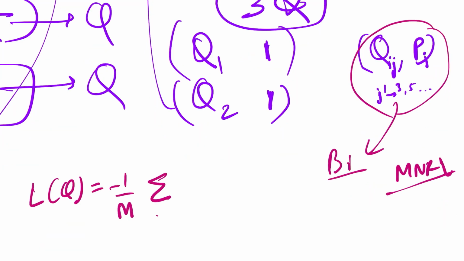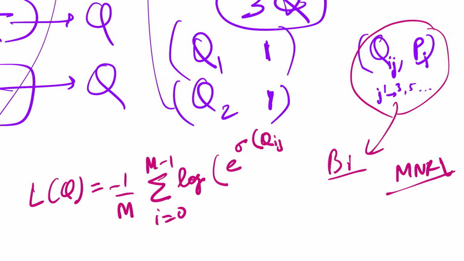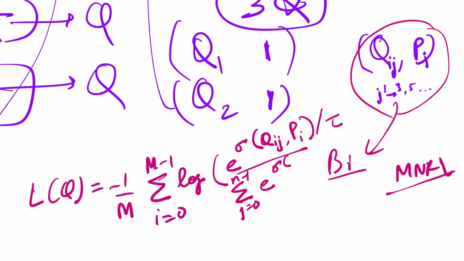-1/m, where m is nothing but the number of examples in the batch. You go from i = 0 to m-1, then log of e to the power sigmoid of the similarity between the embedding of qij and pi. And you can also have a normalization for softmax with tau or temperature. You divide by the sum, over all the elements in that batch from 0 to n-1, of e to the power of the similarity of qij and pi. In the numerator you calculate the closeness between the positive pair, and the denominator accounts for all the negative pairs that you create from that batch.